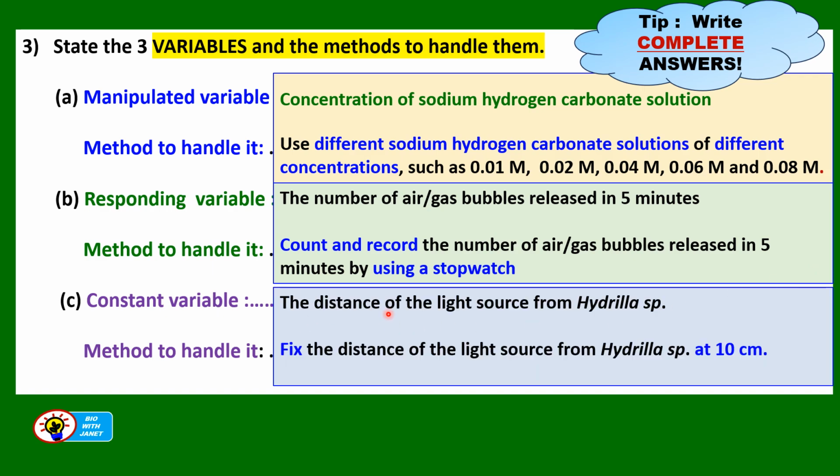Thirdly, fixed variable is the distance of the light source from Hydrilla species. Why do we choose this variable? Because you can state the value very easily. It's 10 cm as stated in the instructions or procedure. So when you are reading the instructions in the question paper, select the fixed variable or constant variable that has a value easy to write down. So our method to handle is to fix, we use the word fix, fix the distance of the light source from Hydrilla species at what value? 10 cm. Okay, sure to get the full marks.